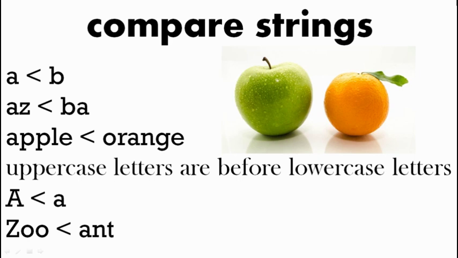Something that you might find a bit confusing is that uppercase letters are before lowercase letters. So uppercase A is less than lowercase a. So Zoo would be less than ant if Zoo has an uppercase Z.